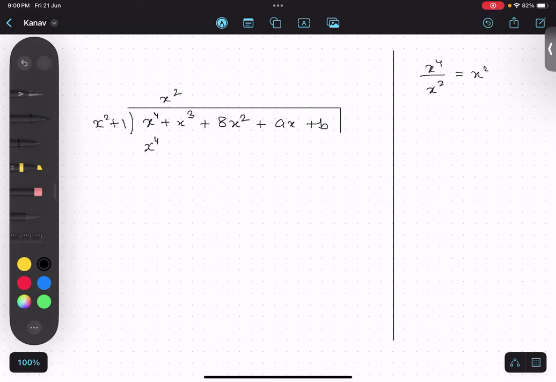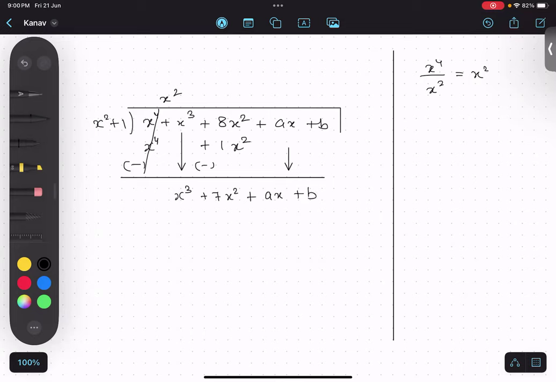1 into x square is 1x square. So change the sign. This gets cancelled. So what is remaining? x cube is remaining from here, and 8 minus 1 is plus 7x square. And I will take this term down also, plus 8x plus b. Now I will repeat the process. Take the first term, divided by the first term which is outside. So I'll get x, only x. So plus x I will be getting.